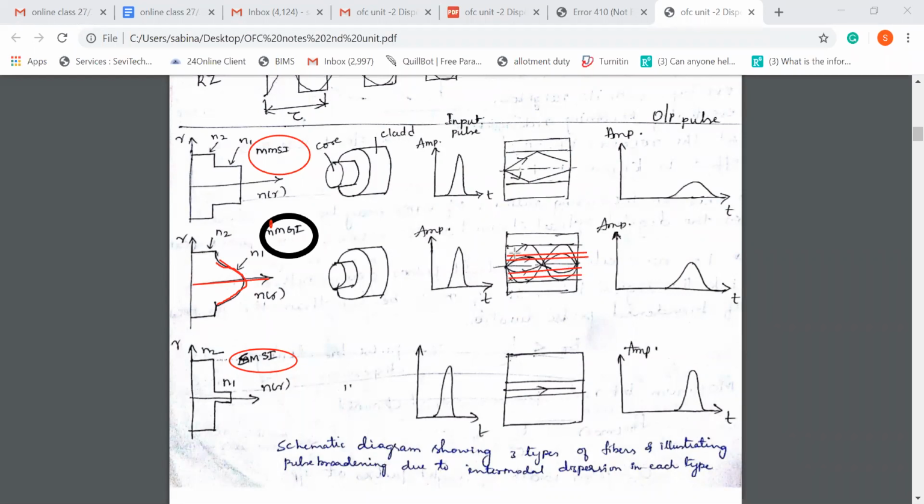you can see that these are all at different refractive indices, and whenever light is passing from high refractive index to low refractive index, what will happen? Your refracted ray should be away from the normal. Like that your light is traveling, and when it comes to here, total reflection happens, and it comes down.